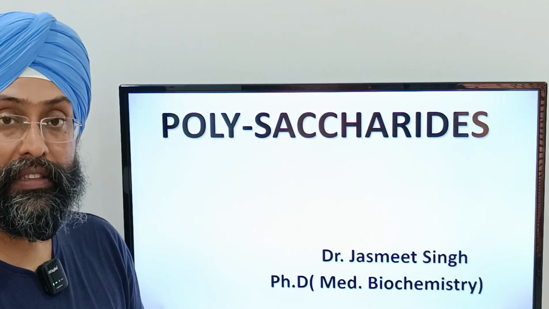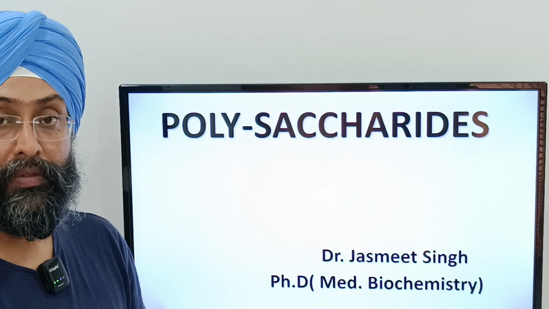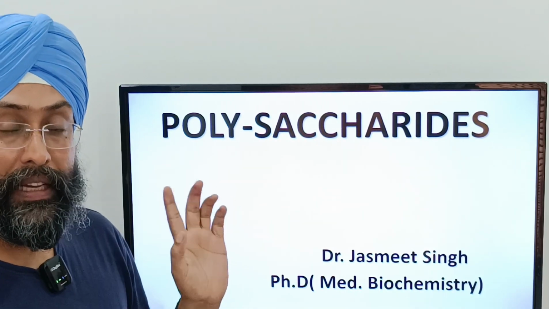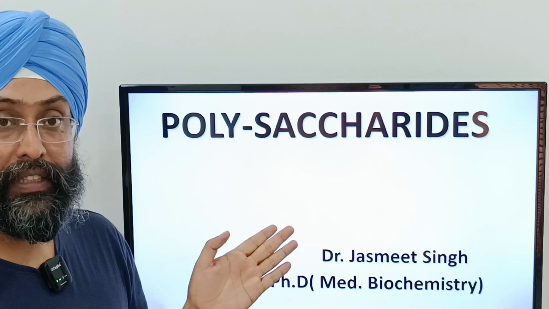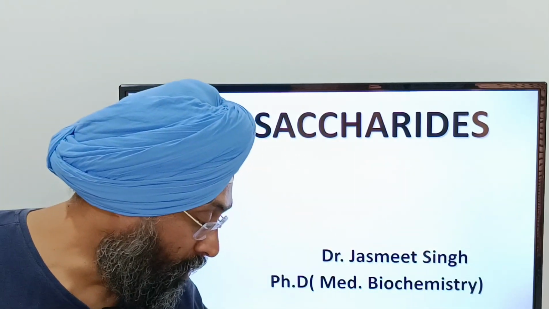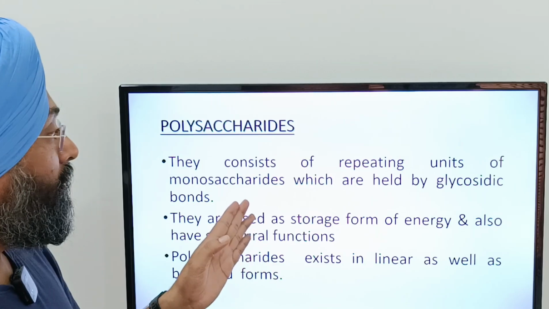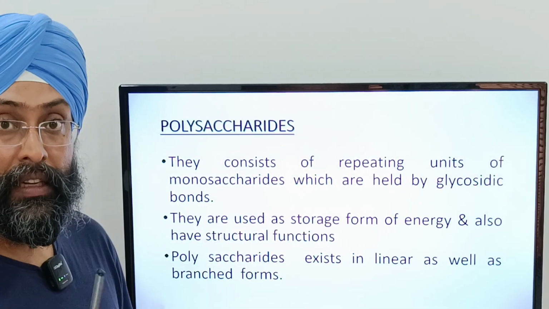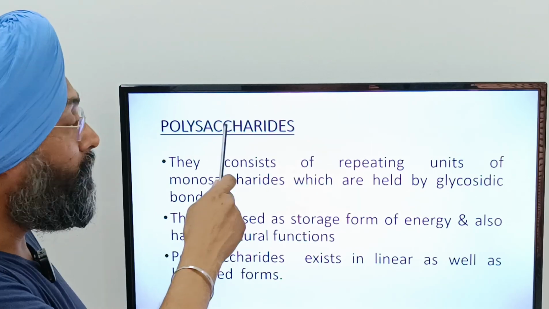In today's class, I will discuss homopolysaccharides. So, first of all, I will start with the definition of polysaccharides. Poly means many, and saccharides means monosaccharide units. So polysaccharides contain multiple monosaccharide units. They consist of repeating units of monosaccharides. Mono means single, and when there are multiple single units, they become polysaccharides.